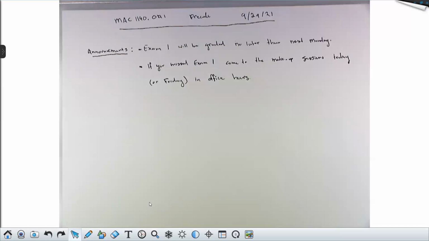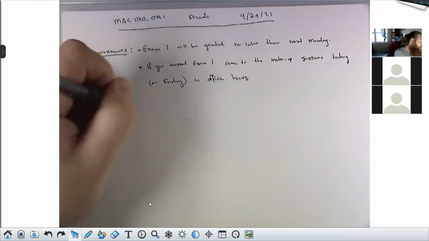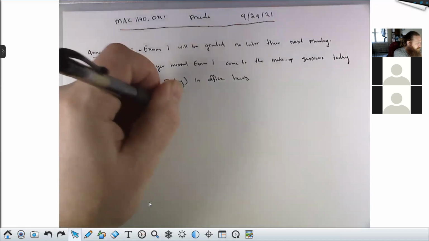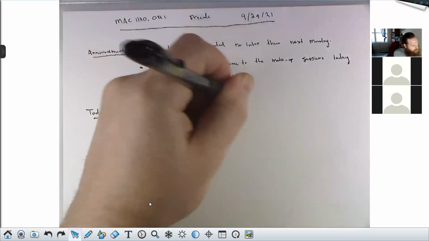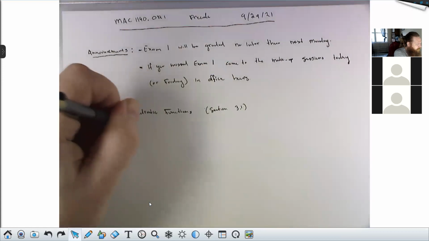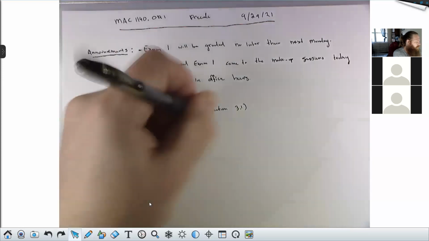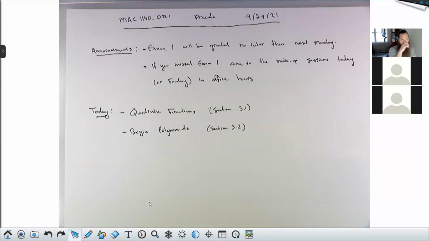Okay. Any other questions about the test or kind of procedural stuff where we are right now? Okay, then. Let's go ahead and get started. So today, we're going to talk about quadratic functions, which is section 3.1. And we're going to begin the section on polynomials, which is section 3.2. And you'll have a new homework coming out later today with these two sections, at least the quadratics and maybe some of the polynomial stuff on it, depending on how far we get.